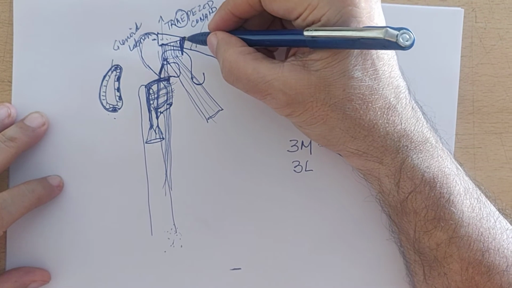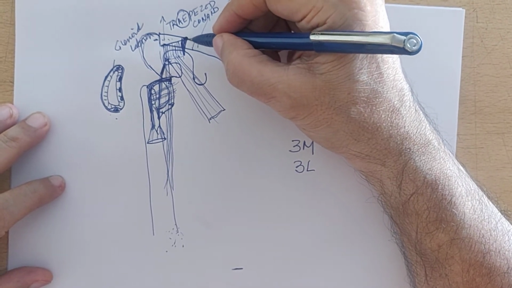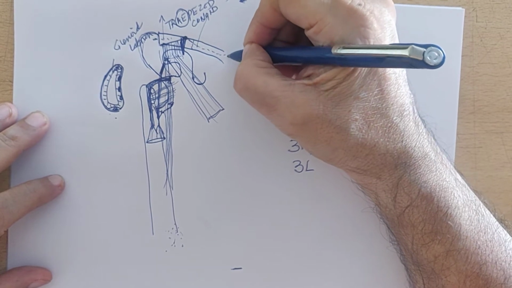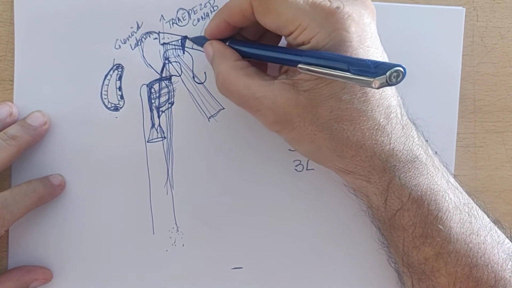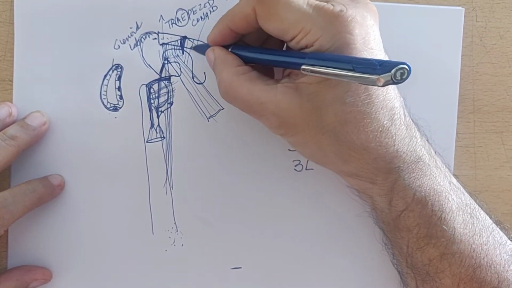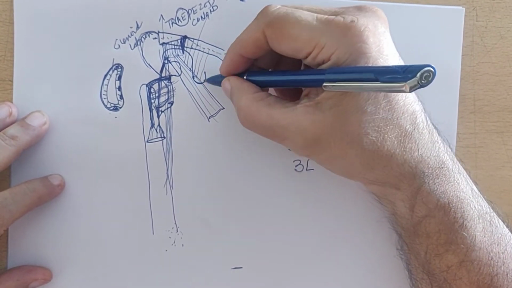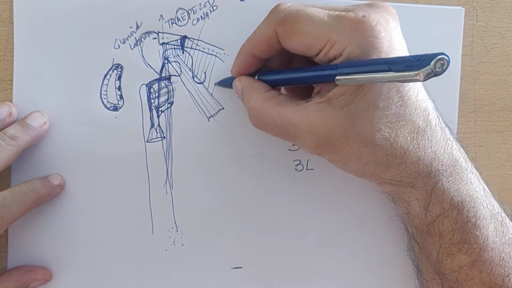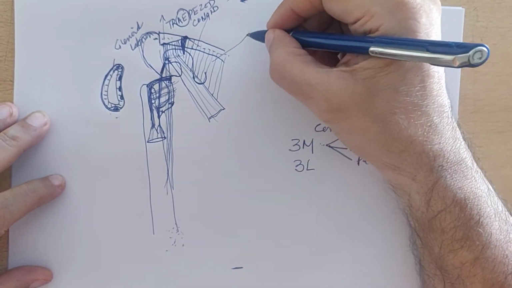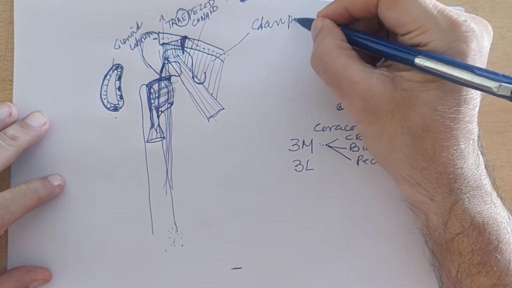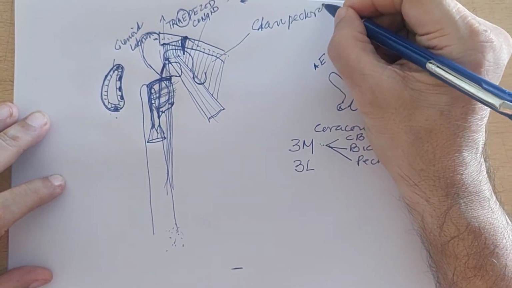Now, after the conoid tubercle, this trapezoid line continues as the inferior border of the clavicle. And this inferior border of the clavicle is connected with the upper border of the pectoralis minor by a fascia which is called the clavipectoral fascia.